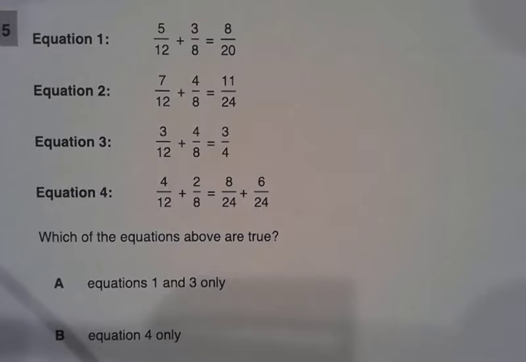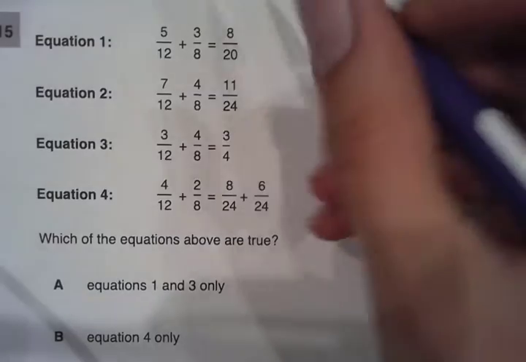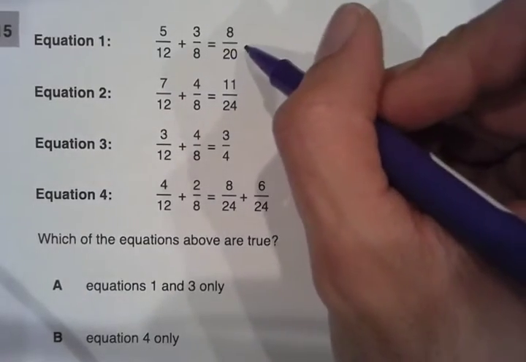Which of the equations above are true? So we're going to go one by one and check which are true. So let's start off with equation 1: 5/12 plus 3/8 equals 8/20.